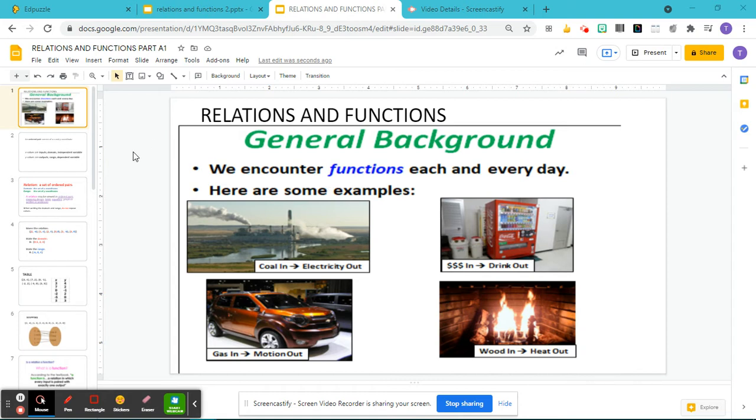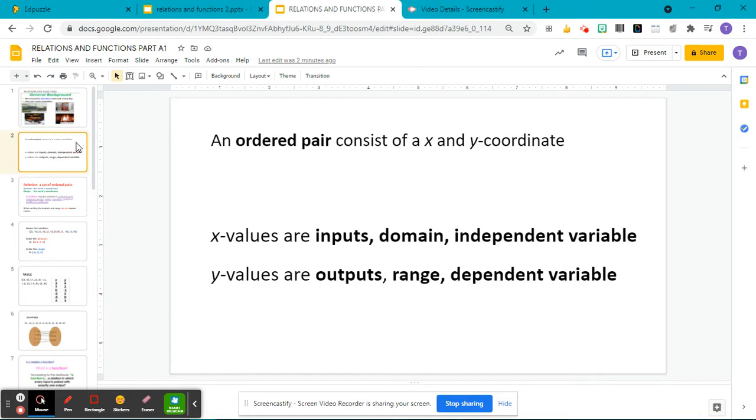So we're going to talk about relations and functions, but the first thing we're going to look at is an ordered pair, because that's where it all begins. When I'm dealing with an ordered pair, and all of you are familiar with an ordered pair, if I gave you the ordered pair 3, 4, the ordered pair consists of an x and a y coordinate. The first number is my x coordinate or my x value.